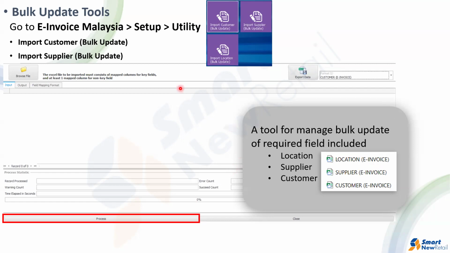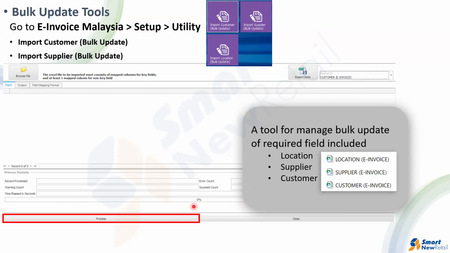Once the Excel is done, come back to the same screen. If you already closed it, open this screen again by clicking here on the Dynamod main menu. Make sure you select Format ID first, then only you click Browse File and look for your Excel. The data will load here on the input, and then you can click Process. It may take a while, depending on your business. If you have a lot of customers, then it will take a while. You can click Process and then wait for it.